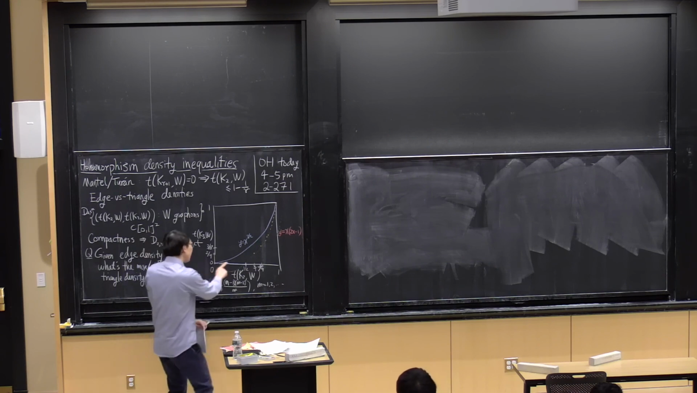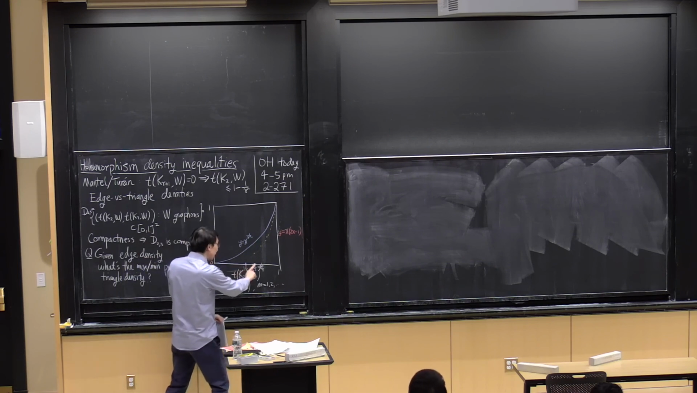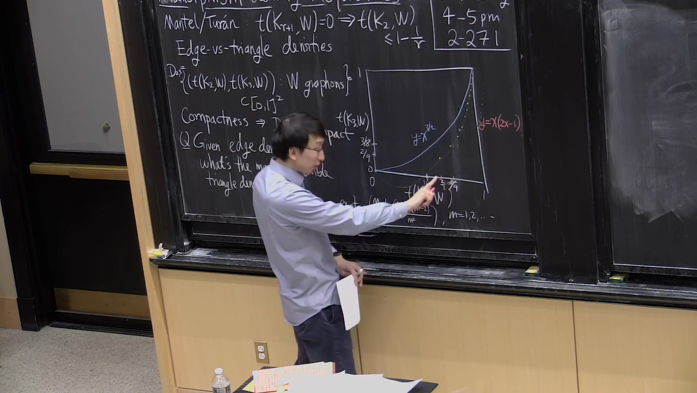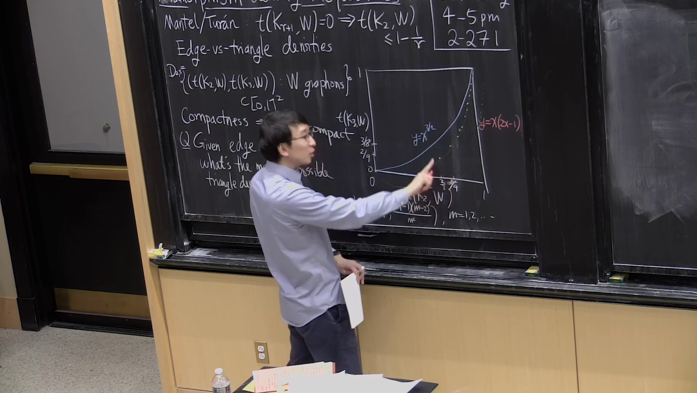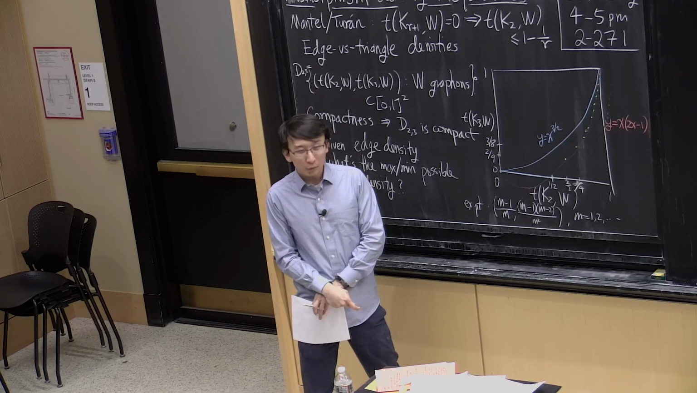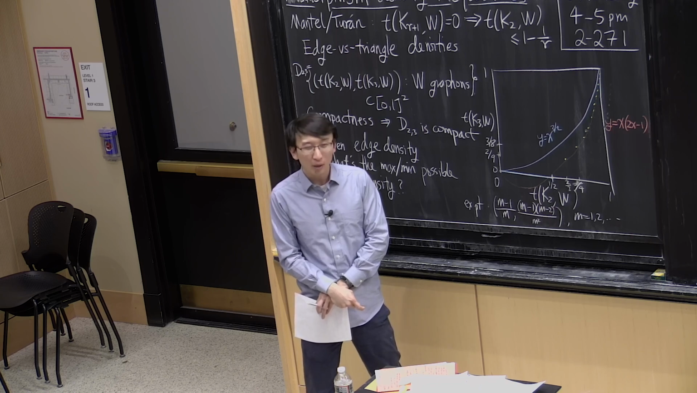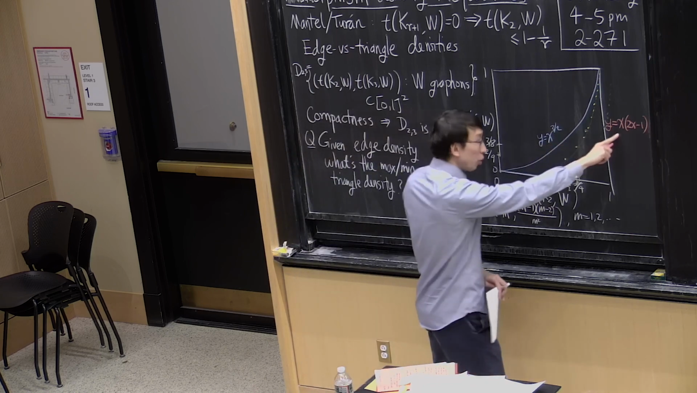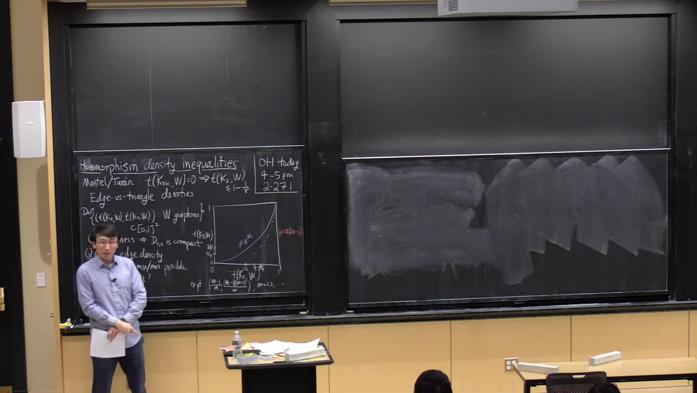So what is it saying? Saying that if your edge density is above 1/2, then you have some lower bound on the triangle density. Where have we seen this before? Problem set 1. There's a problem on problem set 1 that says exactly this inequality. Okay, so go back and compare what it did.